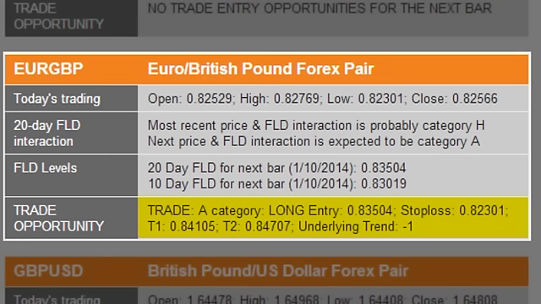We are provided with the entry price, a stop loss price, as well as 2 targets, T1 and T2, and something called underlying trend, which is in fact the combined effect of what other cycles are doing in that market. Again, don't worry if you don't understand what that means now. Our very comprehensive online course teaches you all about it.